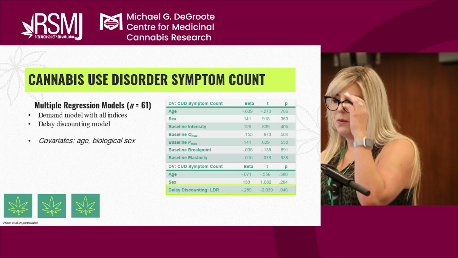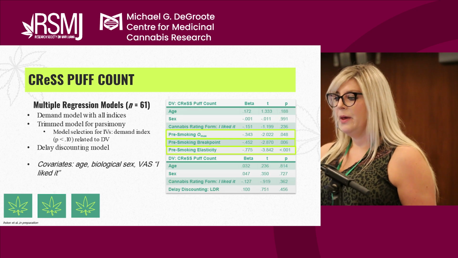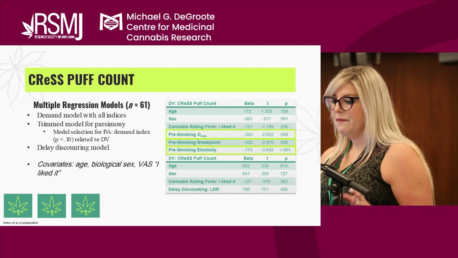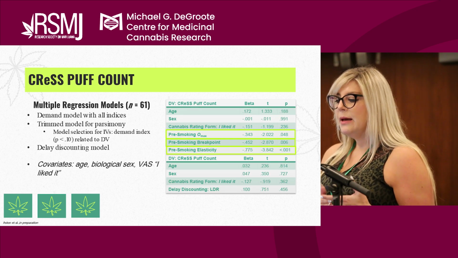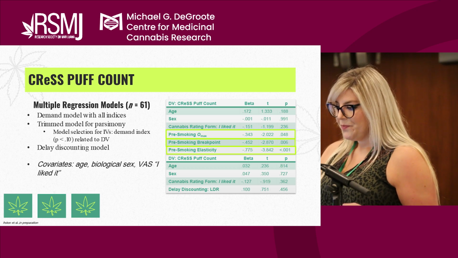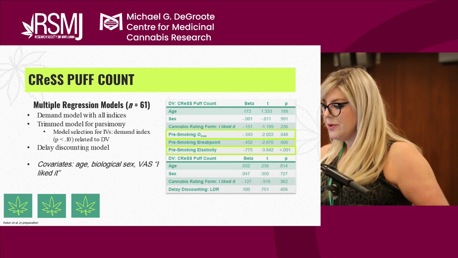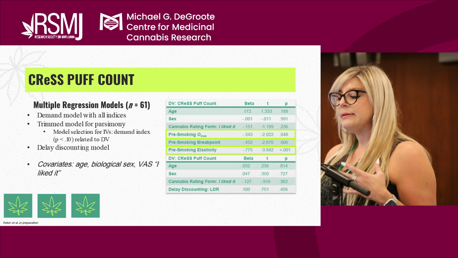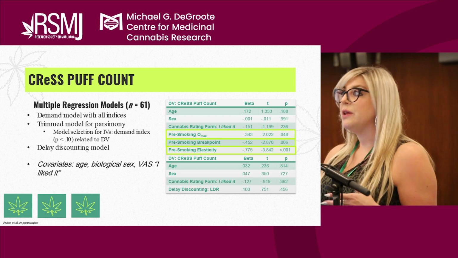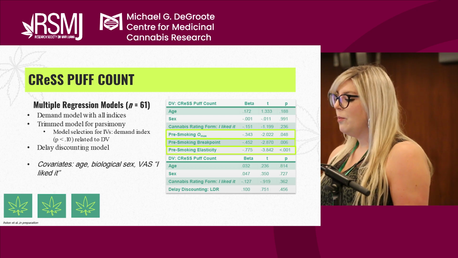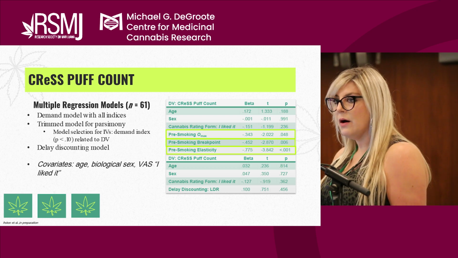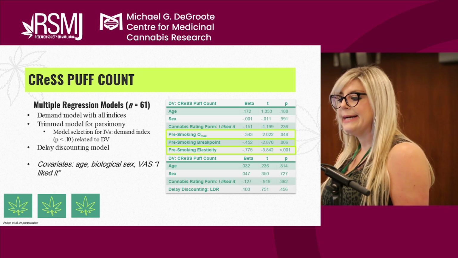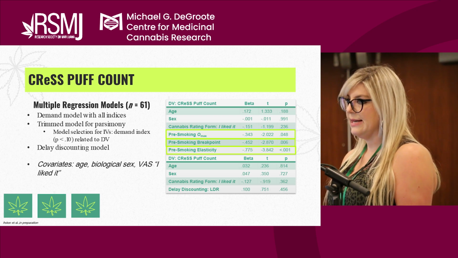Now I want to go to the ad libitum section. So I'll have 4 models here. First, we're predicting number of puffs. And here we see that in the laboratory, the demand measure that we did right before smoking, Omax, breakpoint, and elasticity all significantly predict the number of puffs that they take during that session.